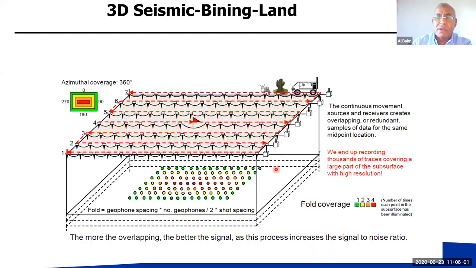On the contrary, in the case of 3D, the geophones are not planted along a line, but are planted over an area.